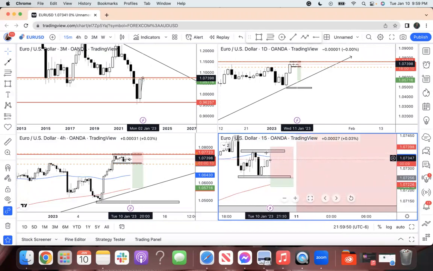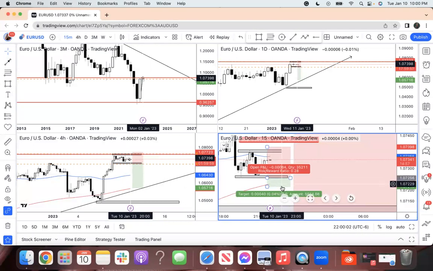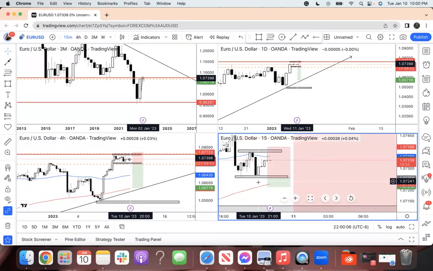So I would put now, remember, we're not getting in yet. We're waiting for price to come below this area and break and pull back and then start to trend down before we get into this trade.